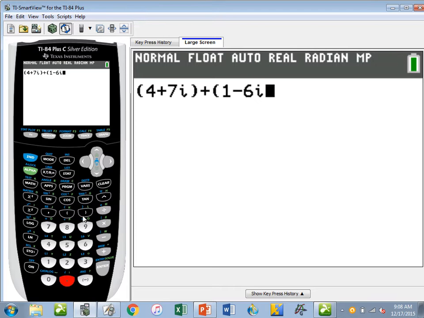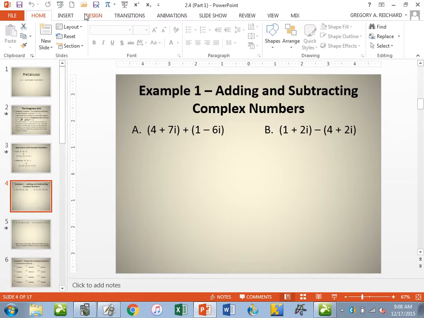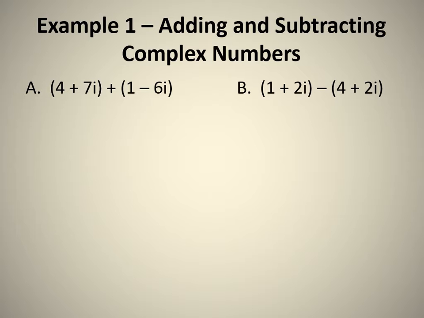So I could just type that in, and when I do that, it's going to give me the answer in standard form. So just something you can do with your calculators when you get to the end to check to see if your answers are correct. So kind of a nice thing there as far as that goes.